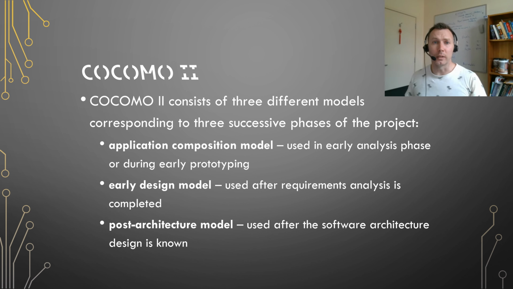COCOMO 81 was better for waterfall lifecycle models, but COCOMO 2 is much better for iterative lifecycle and object-oriented programming. It recognizes prototyping, incremental development, short cycles, use of programming generators, development by component composition, and so on. COCOMO 2 is more relevant to modern projects. There is a lot more complexity associated with COCOMO 2, and this module's reading is about COCOMO, so make sure that you have a look.